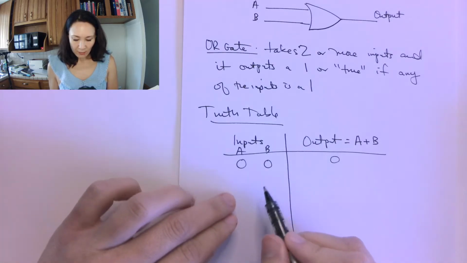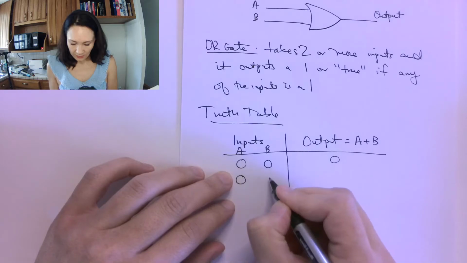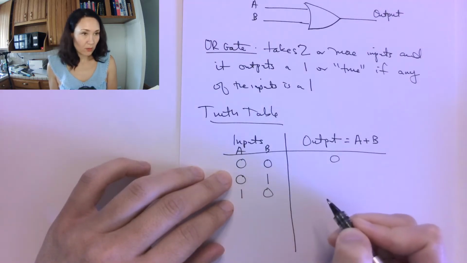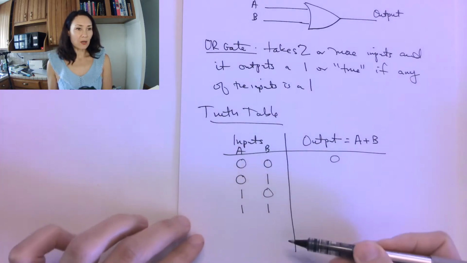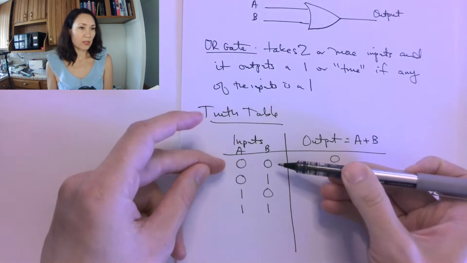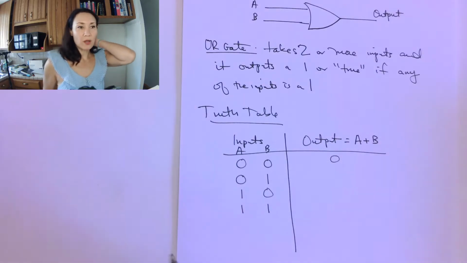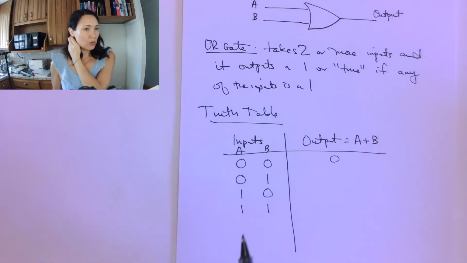Now, if we were counting in binary with two digits like this, the next case would be 0, 1, right? After that, the next case would be 1, 0. And after that, the final case would be 1, 1. So by counting in binary like this, we just iterate through every binary number starting at 0, 0 and going to 1, 1. Then we'll make sure that we hit all possible combinations of inputs, okay? And it's important that in your truth table that you have every single combination.